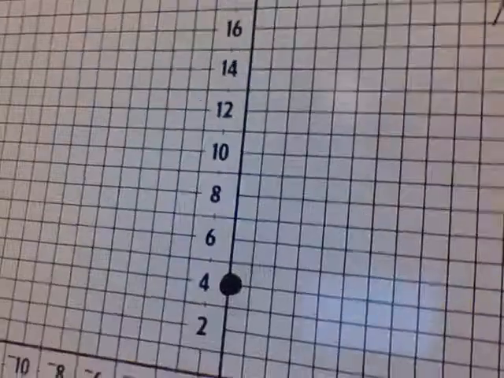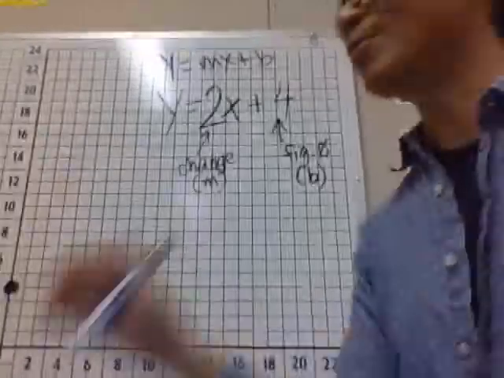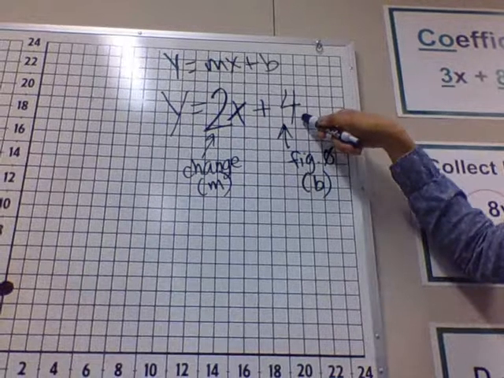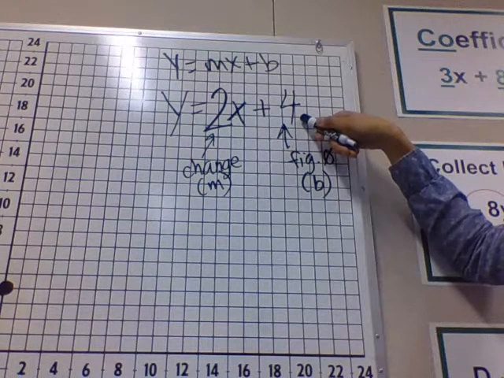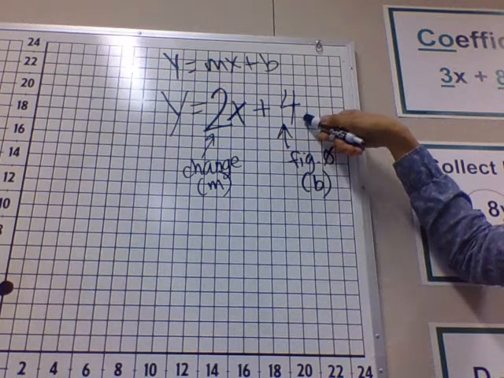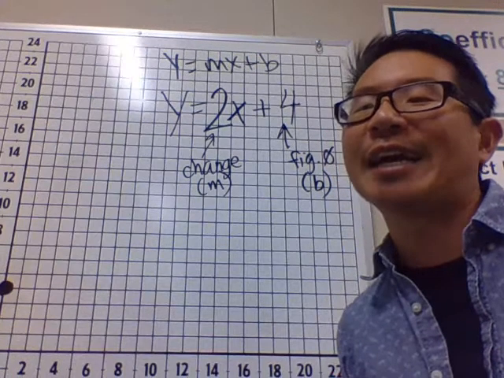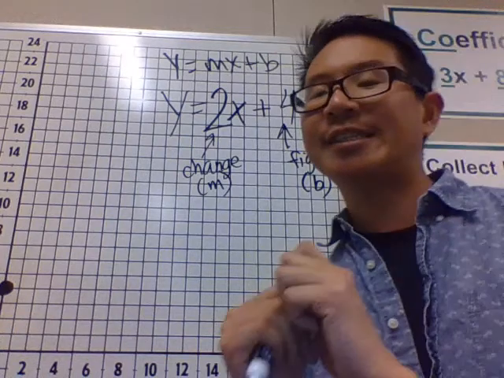So whatever figure 0 is, it starts at 4. If this number is a 6, it's at 6. If this number is 12, it's at 12 on the y-axis. If it's -1, it's at -1 on the y-axis. If it's -5, it's -5 on the y-axis. Okay, now, how do I find the second dot?